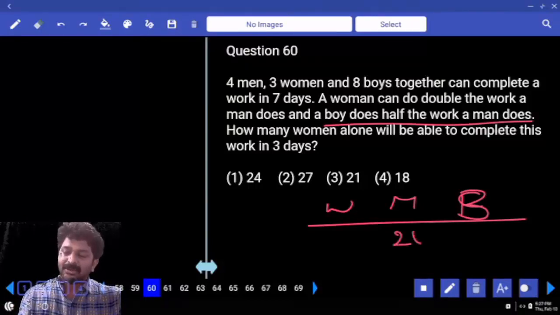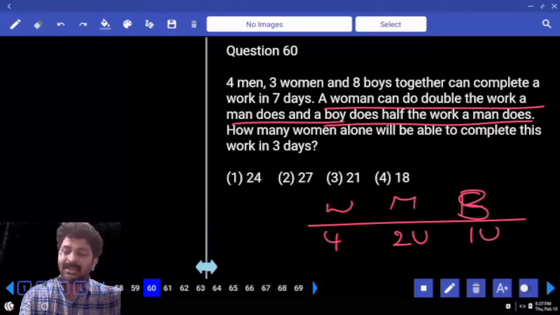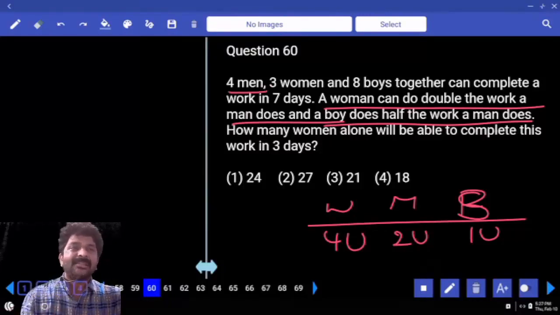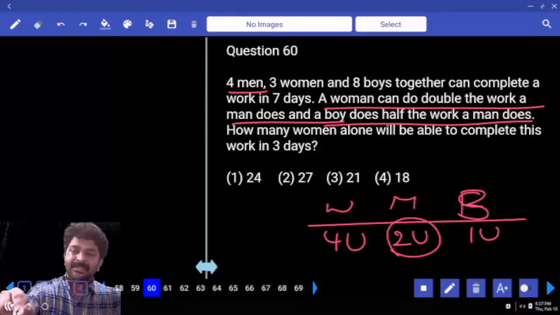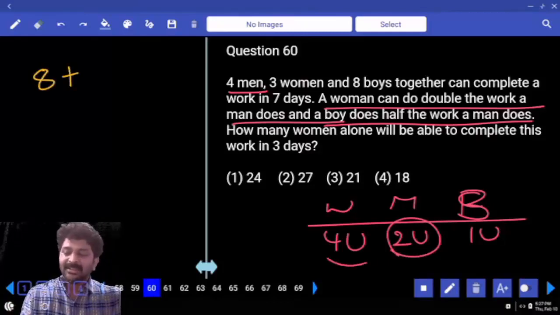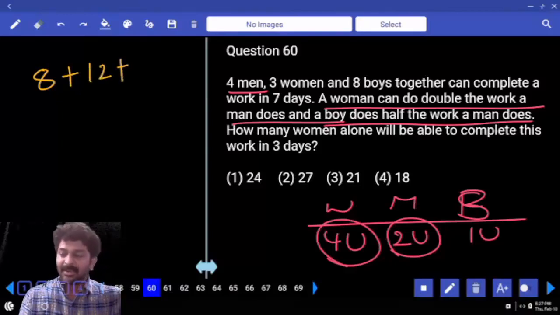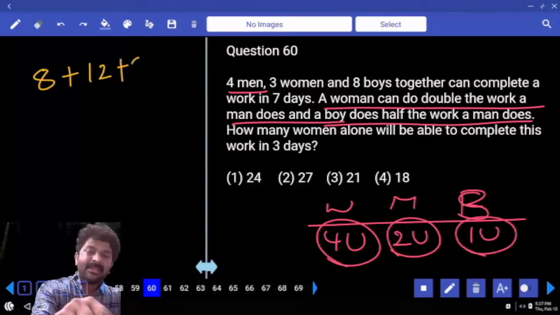If man is doing 2 units of work, boy will do 1 unit. A woman can do double the work that a man does. That is, woman can do 4 units. Initially, how many men are there? 4 men. That means 4 into 2 units, right? That is 8 units. And then 3 women are there. 3 into 4, 12 units. And 8 boys, 1 into 8, 8 units.